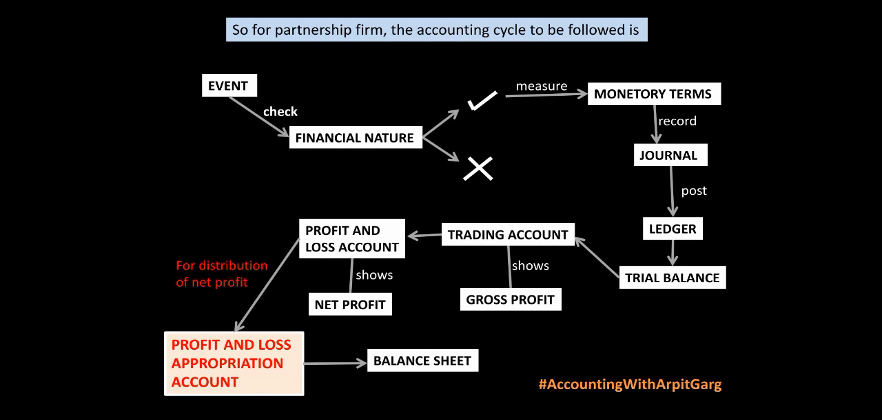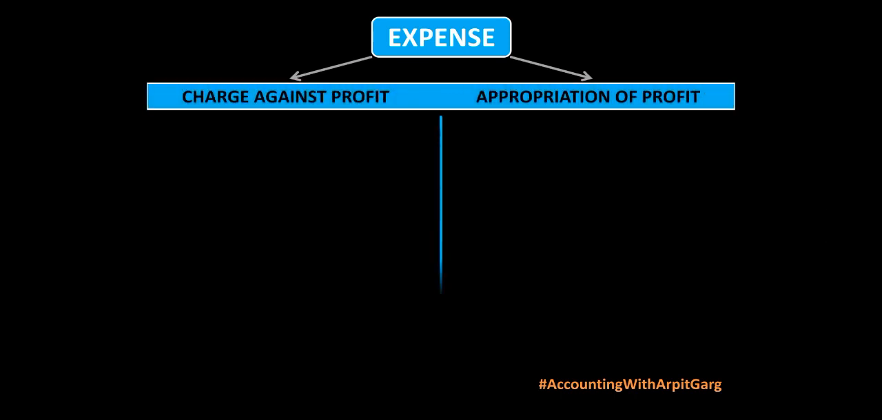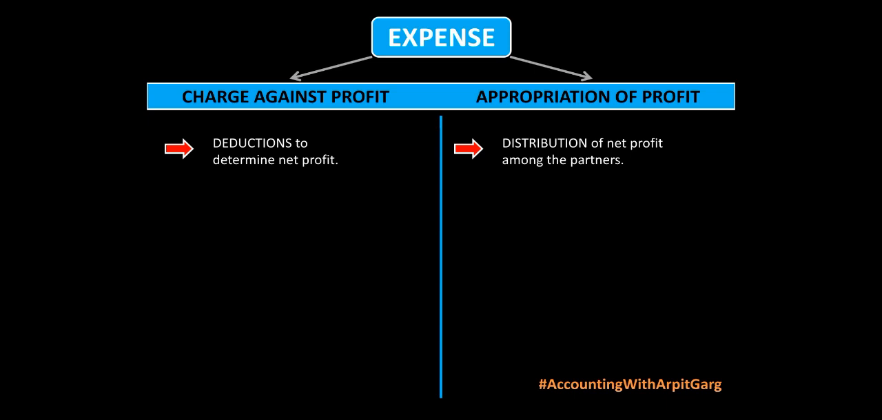So now let's discuss what will come in profit and loss appropriation account. For that, we need to bifurcate our expenses again in two types, that is charge against profit and appropriation of profit. In charge against profit, deductions are made to determine net profit, while in appropriation of profit, distribution of this net profit is made among the partners.